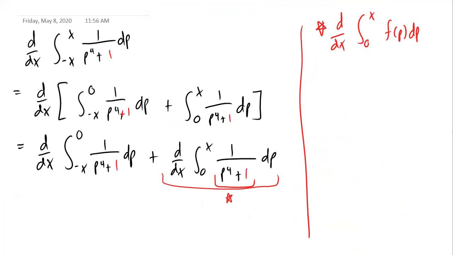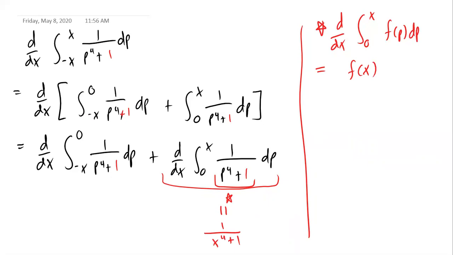Now, p to the fourth plus 1, sorry, that's continuous everywhere. So now we can use the fundamental theorem of calculus, right? Meaning that, as we said before, as long as your upper bound is x and the lower bound is a constant, you can just replace the p with the variable x. So this whole thing just becomes 1 over x to the fourth plus 1. So that's kind of the easy part.